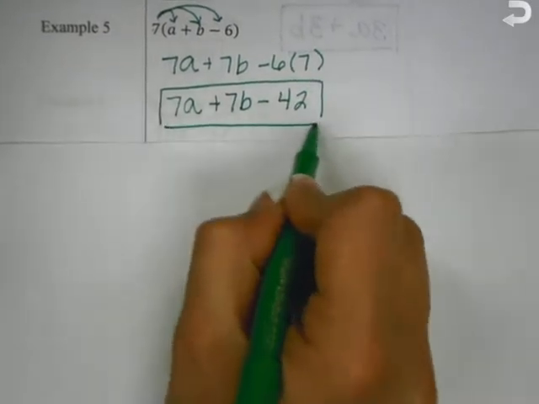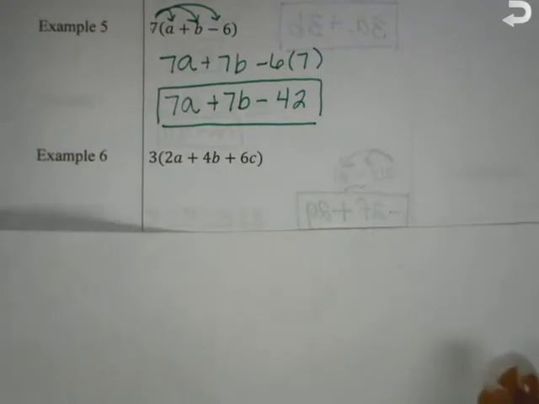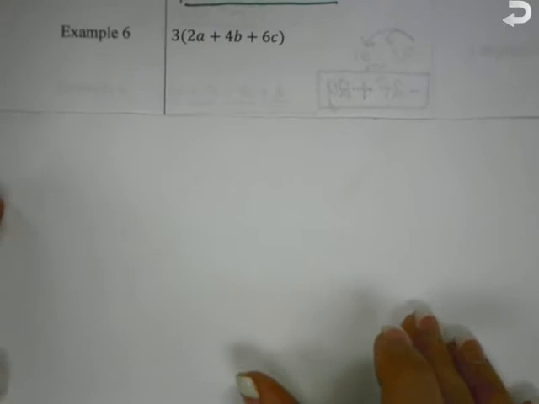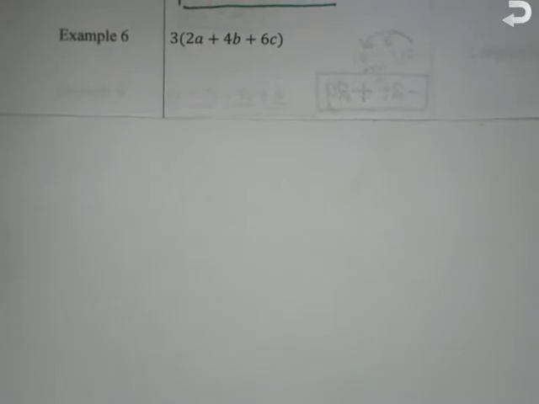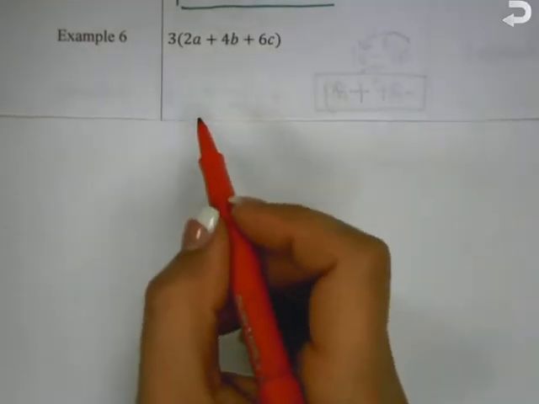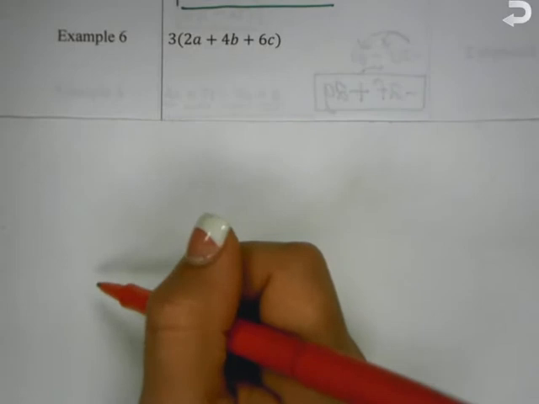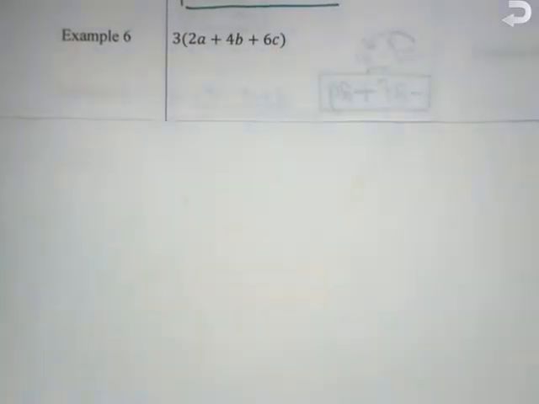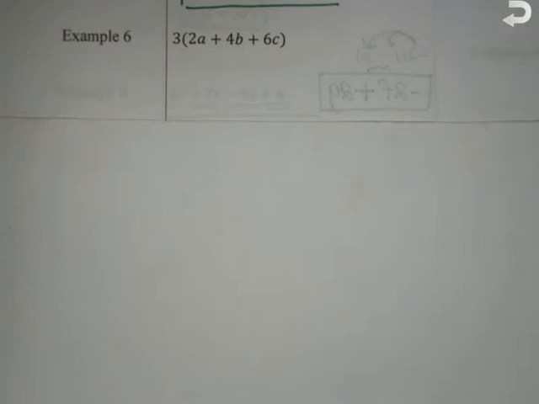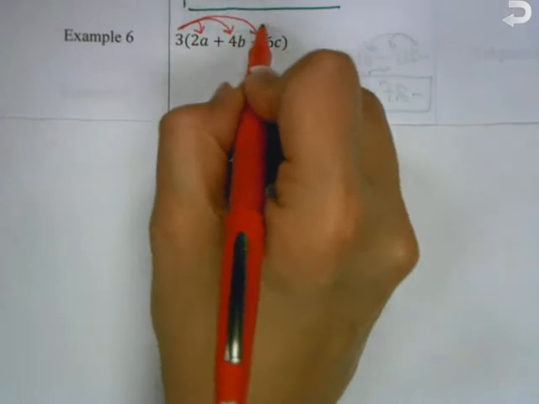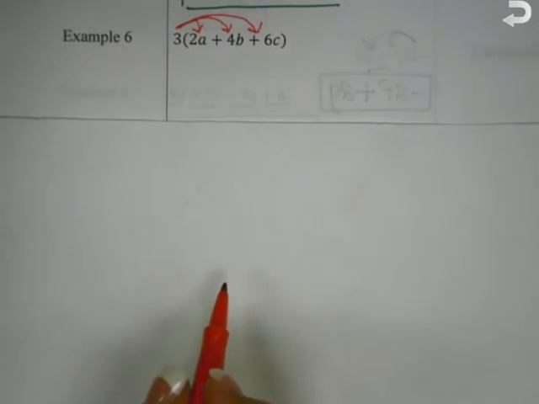Alright, example 6. Three times 2a plus 4b plus 6c. What's the property I'm going to use? Distributive property. Okay, every time I see a number and then parentheses, I automatically think distributive property first. Okay, so I'm going to distribute that 3 into the parentheses to everything. And I have 3 times 2a. What do I get? Good, 6a.